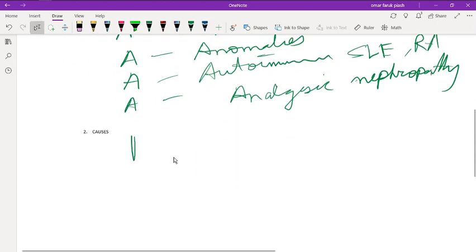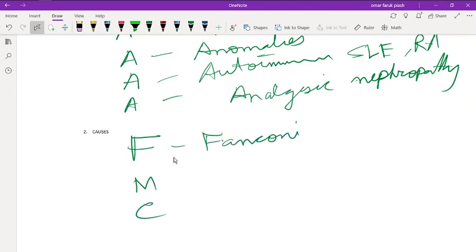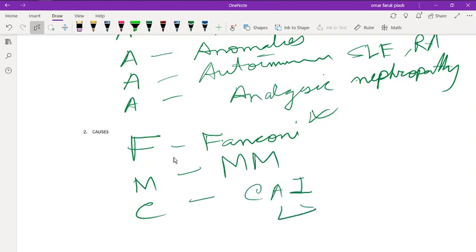The causes of type 2 renal tubular acidosis are remembered by FMC. F for Fanconi's anemia, in which there is propensity of developing rickets. M for multiple myeloma, and C for carbonic anhydrase inhibitors. Can you tell me the name of some carbonic anhydrase inhibitors? The names are acetazolamide, dorzolamide, and brinzolamide.